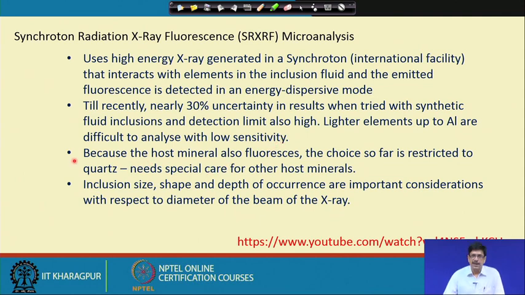Another situation is that since many host minerals will also fluoresce to the X-ray, the choice so far has been restricted to quartz, but definitely more research will make it suitable for other materials as well. The inclusion size, shape, and depth of occurrence are important considerations with respect to the diameter of the X-ray beam. The diameter of the beam can be varied depending on the inclusion size that one wants to analyze.